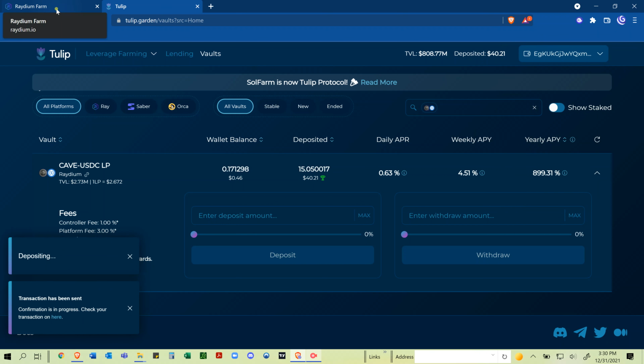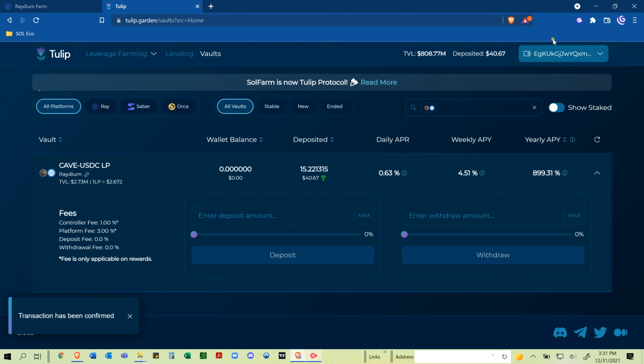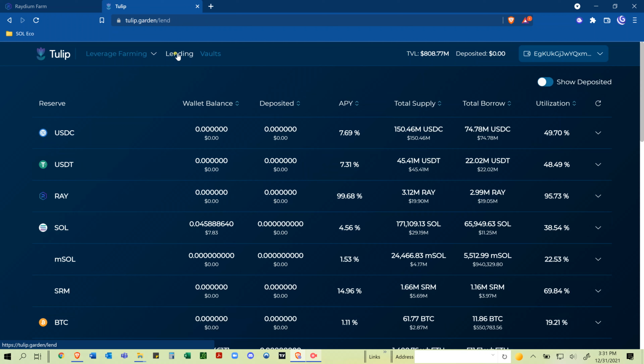So again, the LP token you made on Radium, you can stake or farm on Radium, or you can keep it in your wallet and come over to Tulip, which is going to continually reinvest that, so you don't have to go back and harvest. So basically doing all the farming work for you.